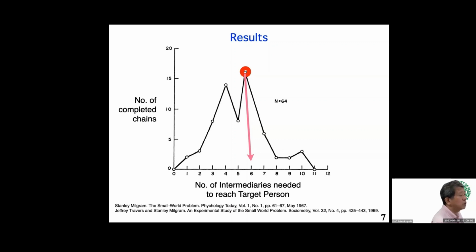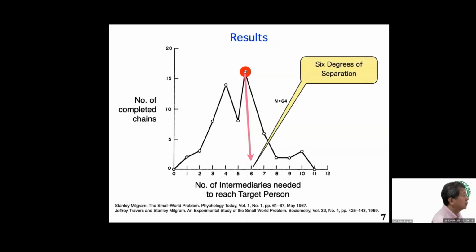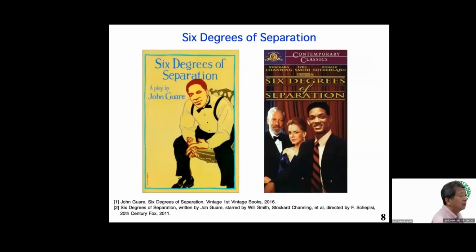This result was received with a very big surprise. And as a result, the number 6 became known as the 6 degrees of separation. Actually, this 6 degrees of separation manifests itself in a variety of places after this experiment.